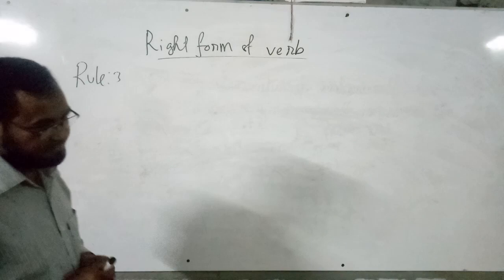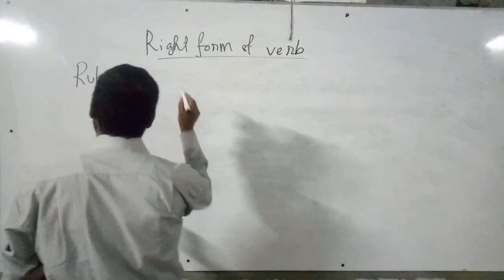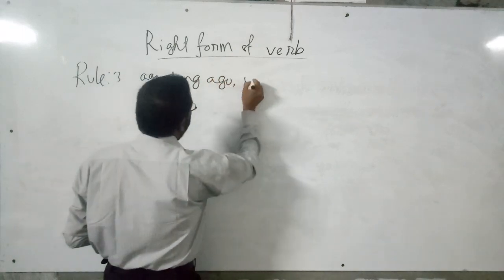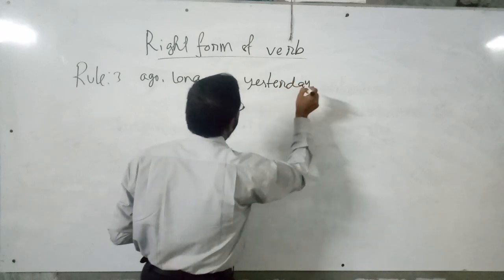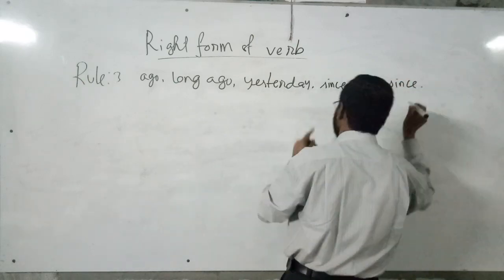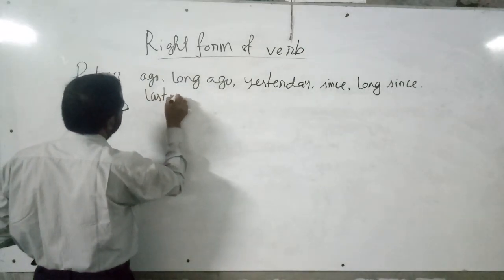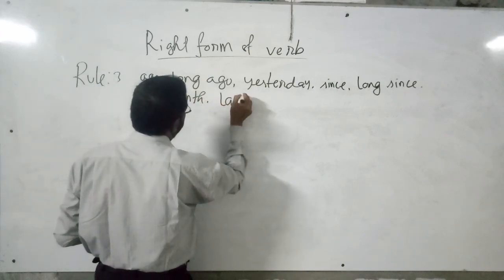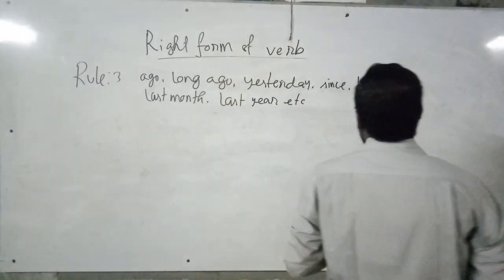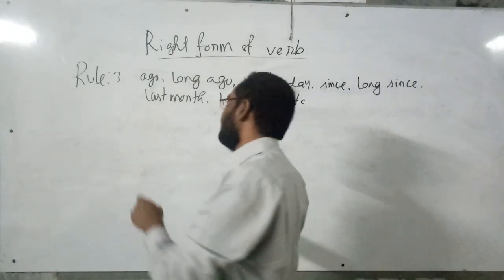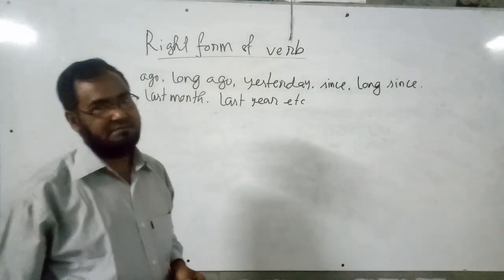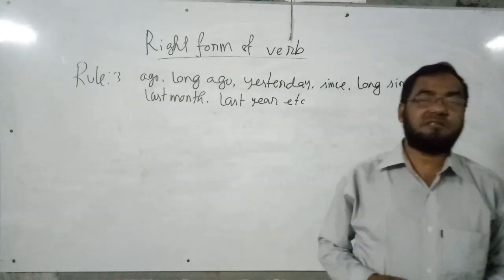Rule 3. That means ago, long ago, yesterday, since, long since, last month, last year, etc. Whenever you have to find such kind of words, that means ago, long ago, yesterday, since, long since, last month, last year, etc., the verb will be past form.